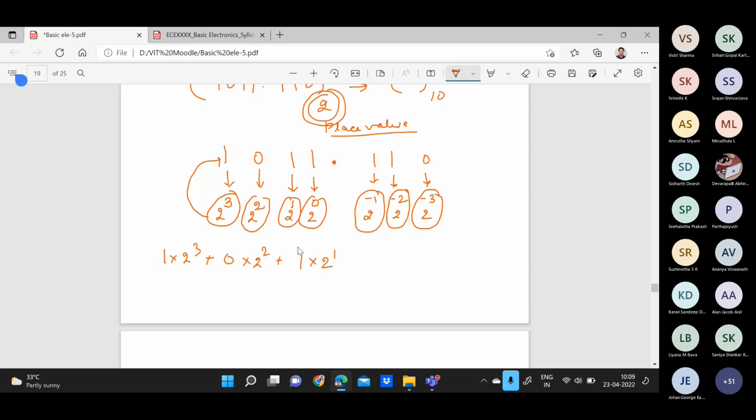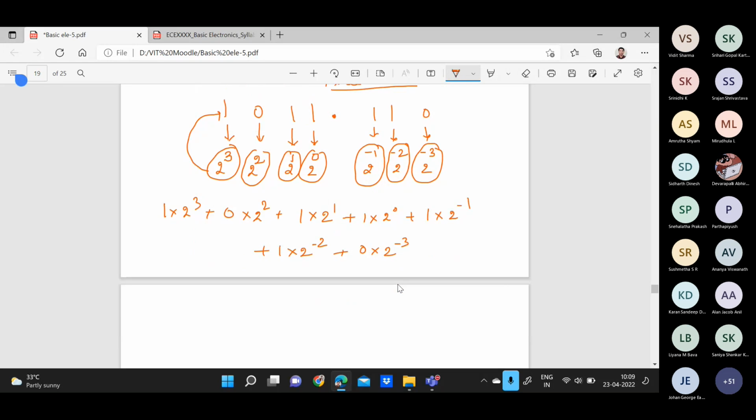Subsequent number and place value, you need to multiply: plus 1 into 2 raised to power 0, plus 1 into 2 raised to power -1, plus 1 into 2 raised to power -2, plus 0 into 2 raised to power -3. Right? Now you know the procedure to solve, right? Further, this number is 0. This number is again 0. So you can keep aside, and the rest you write down, like 2 raised to power 3 multiply 1, that will be 1 only, plus 2 raised to power 1 plus 1 plus 2 raised to power -1 plus 2 raised to power -2.